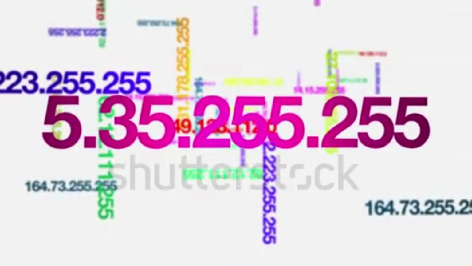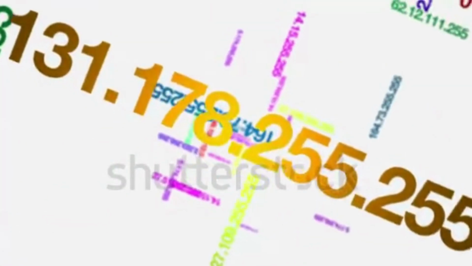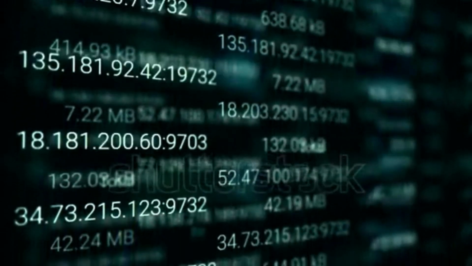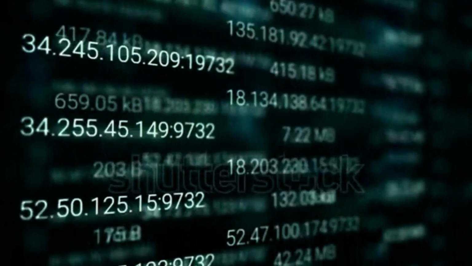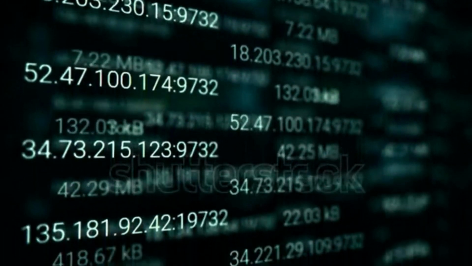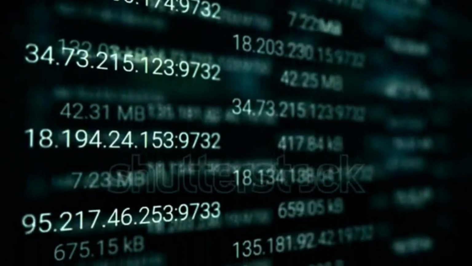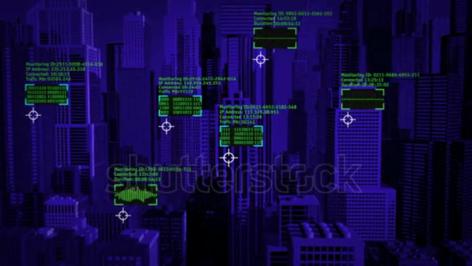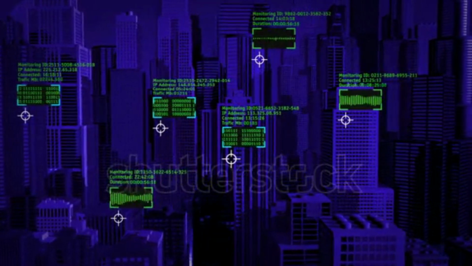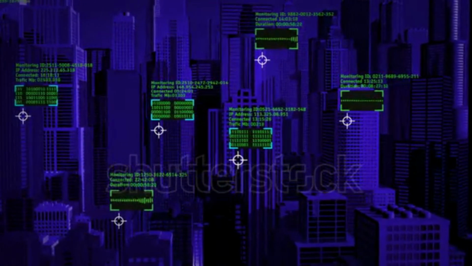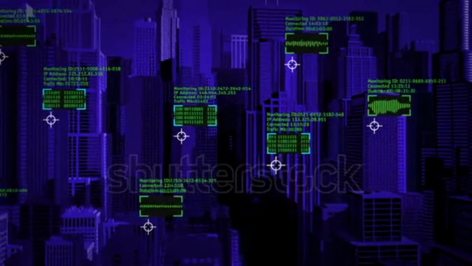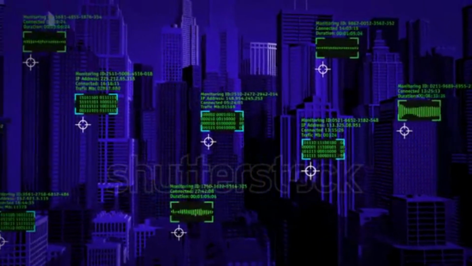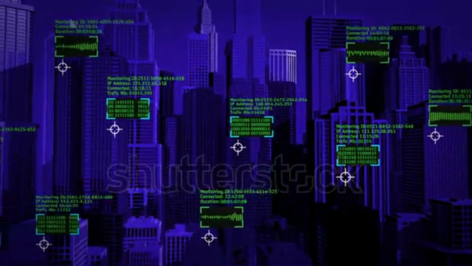IP addresses are essential for various purposes. For example, they enable devices to communicate with each other over the Internet. They also play a crucial role in website hosting. When you type a website's domain name into your browser, a DNS server translates that domain name into the corresponding IP address of the web server hosting the site.